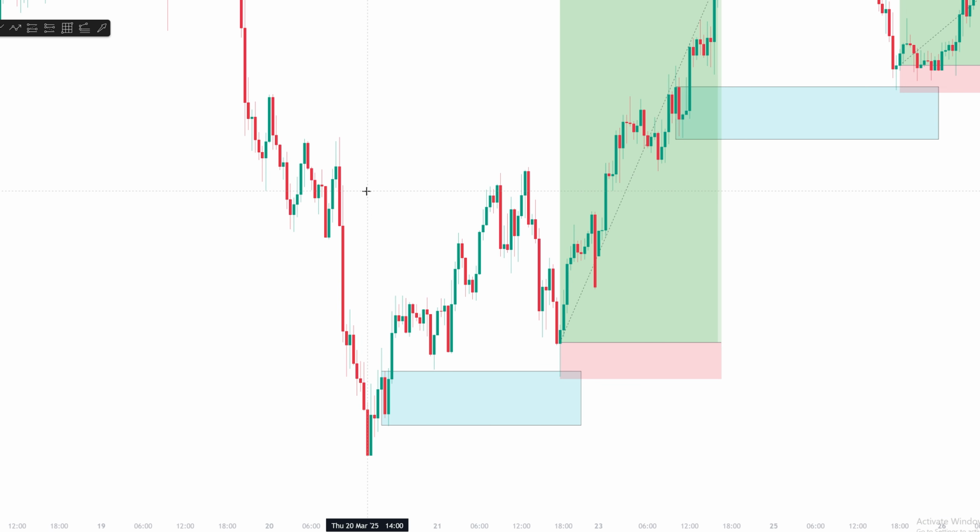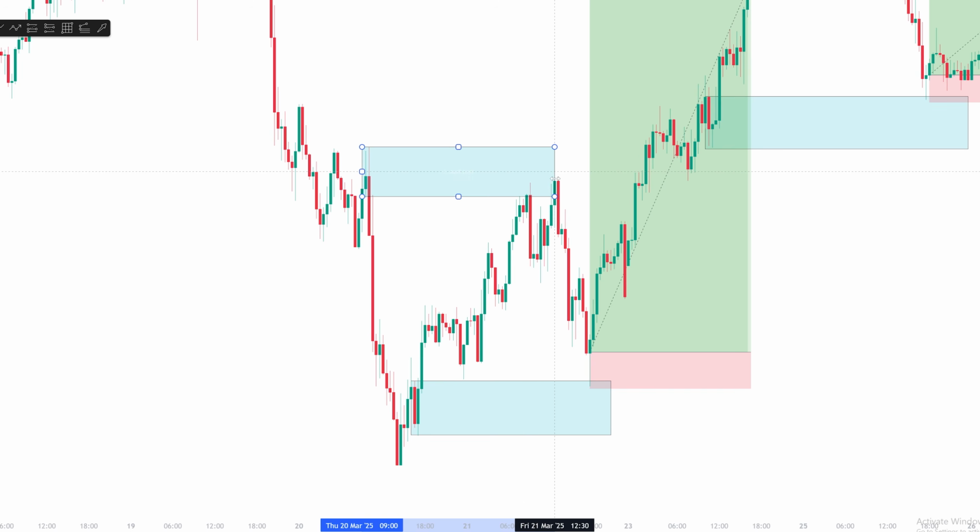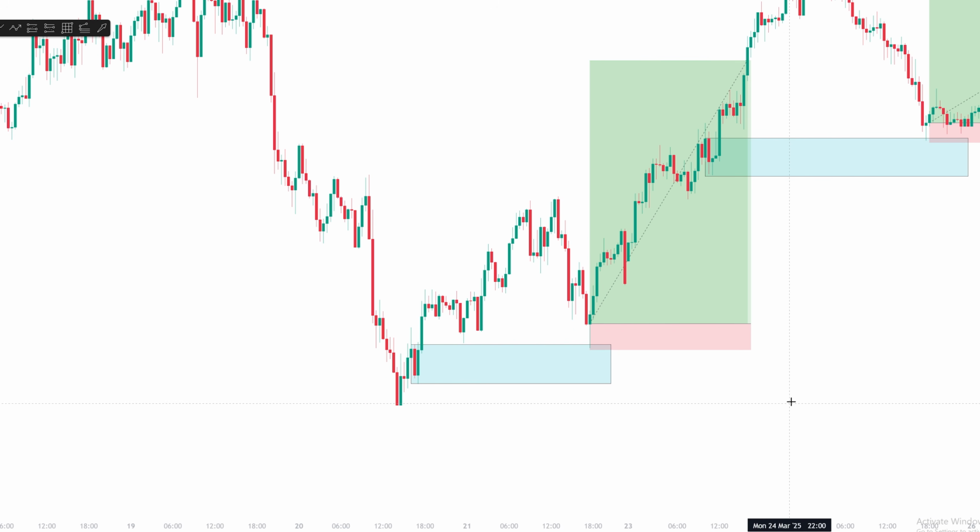Second of all, it disrespected this supply zone. As you can see, it had a reaction, but then disrespected it, took out the high once again, and then came directly to my demand zone, tapped the zone, and started moving bullish right after that.